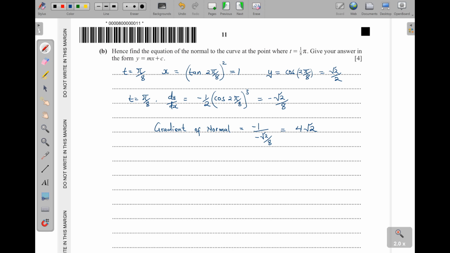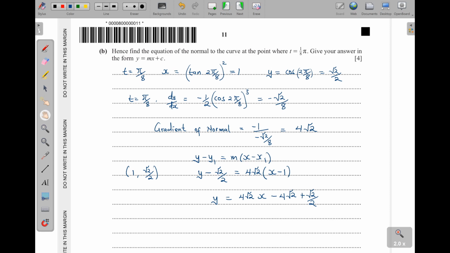And also now, to find the equation of that line, you know the general equation is y minus y1 is equal to m into x minus x1. So our coordinate is 1, then root 2 over 2. So we shall have y minus root 2 over 2 is equal to m, which is 4 root 2, into x minus 1. So we make y the subject. This will be 4 root 2 x, minus 4 root 2 plus root 2 over 2.